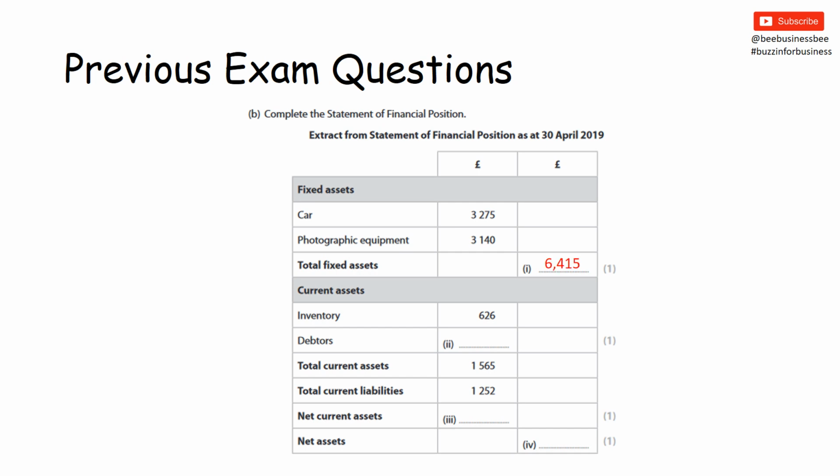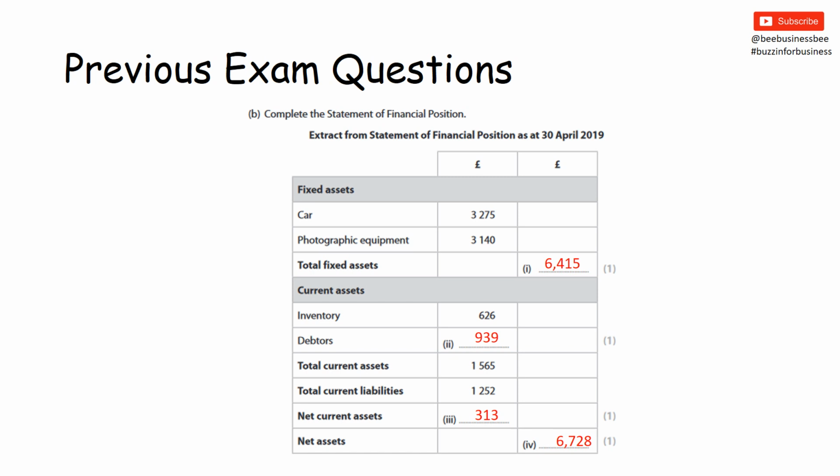So hopefully you've got your total fixed assets as £6,415. You've got your debtors at £939. You've got your net current assets at £313. And you've got your net assets at £6,728.